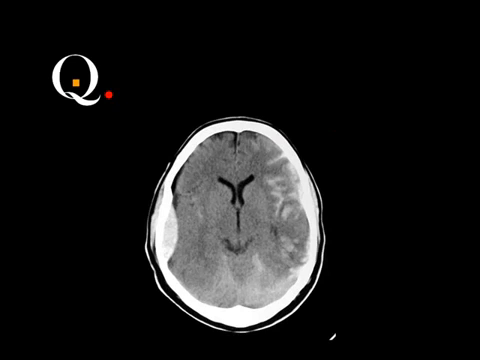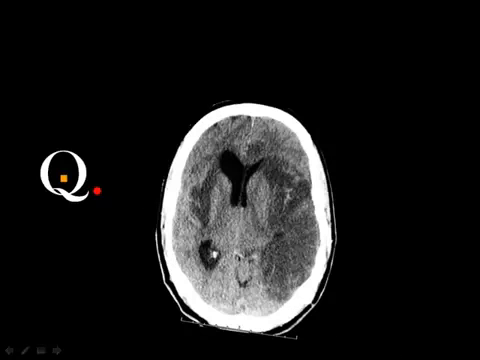What do you think of this case? Epidural on the right side, yes, very good. Epidural on the right side and subarachnoid on the left side. And this is actually a good association in trauma. You may get epidural hematoma and subarachnoid hemorrhage in the same case.